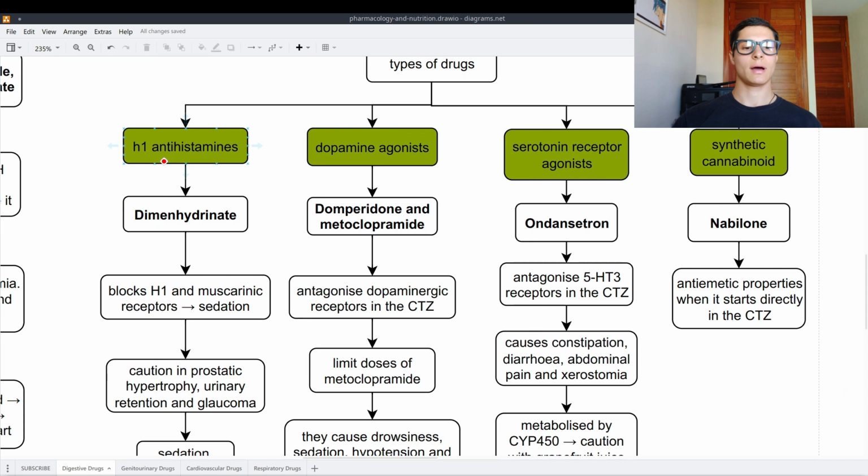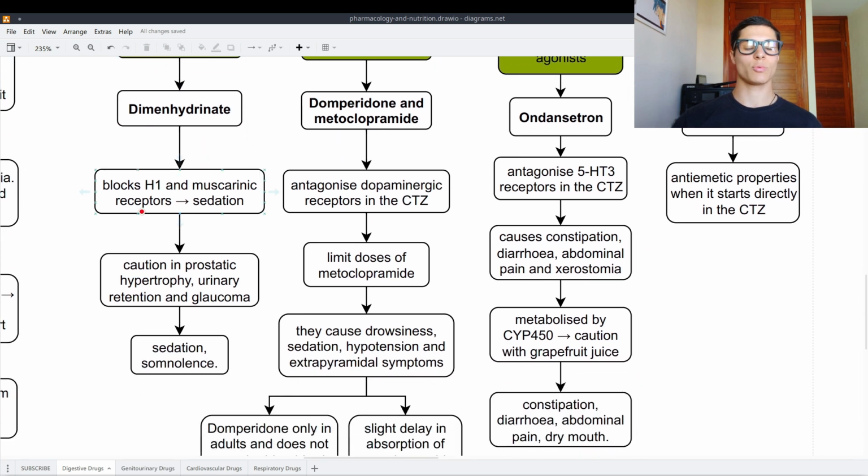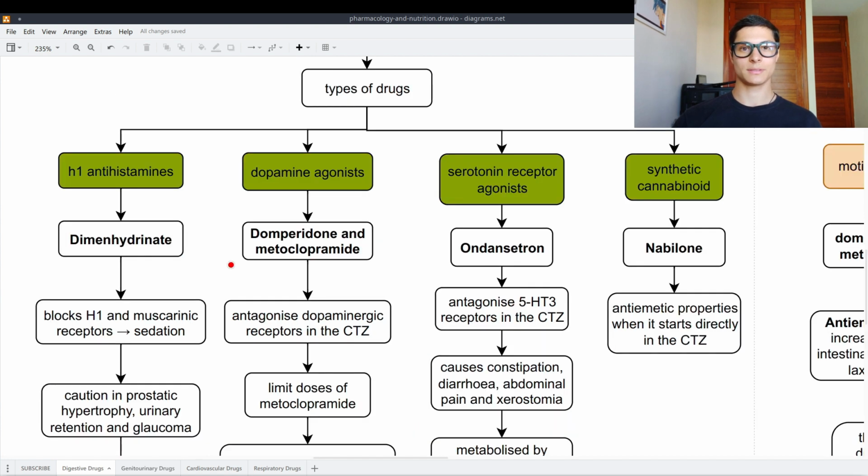Starting with the H1 antihistamines. Here we have the dimenhydrinate. It blocks the H1 and muscarinic receptors, and this will create a sedation. Be careful in prostatic hypertrophy, urinary retention, and glaucoma. Indeed, it creates sedation and somnolence, inhibiting indeed the nausea and vomit symptoms.